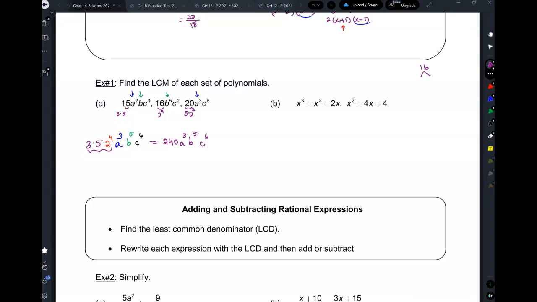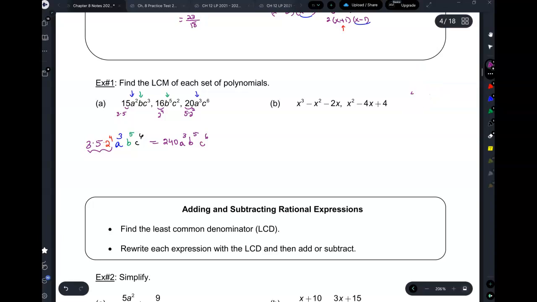So 16 is what? It's 8 times 2, right? And then this is 4 times 2. And then you have to go a little bit more, until it's all just prime numbers. And then this is 2 to the 4. Okay? All right, so let's do the next one.